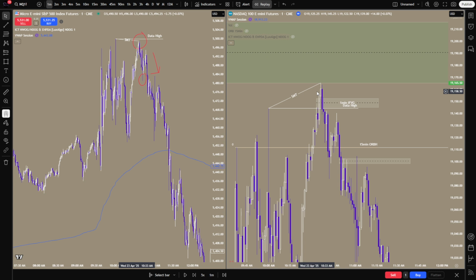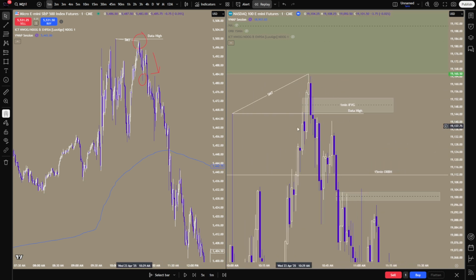And for our entry, we're looking for a 1-minute bullish fair value gap that forms on this move up to sweep the liquidity. Once we inverse that 1-minute bullish fair value gap, that's our trigger for our entry, and we're taking the reversal trade.